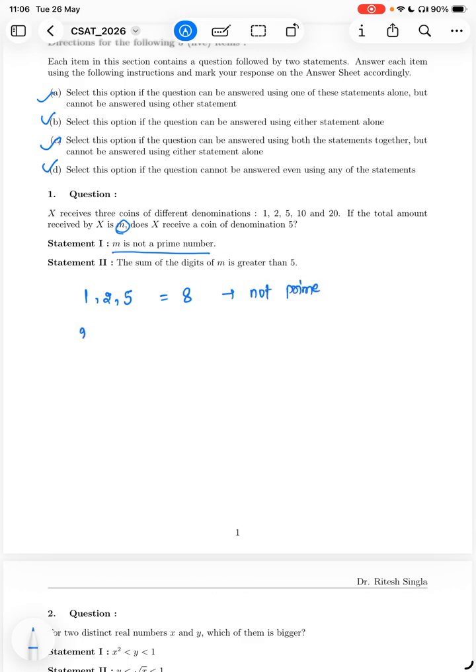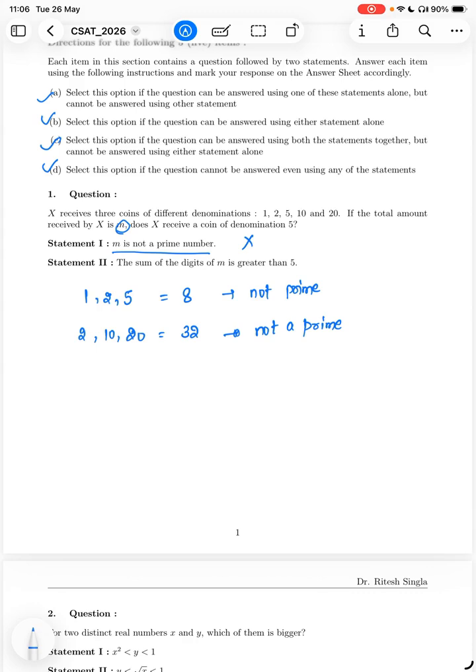But if I take the coins 2, 10 and 20, the total is 32, which is also not a prime, right? So if the total is not a prime number, we cannot really guarantee whether we have a 5 rupee coin or not. So statement 1 is insufficient. From statement 1 we cannot justify anything.